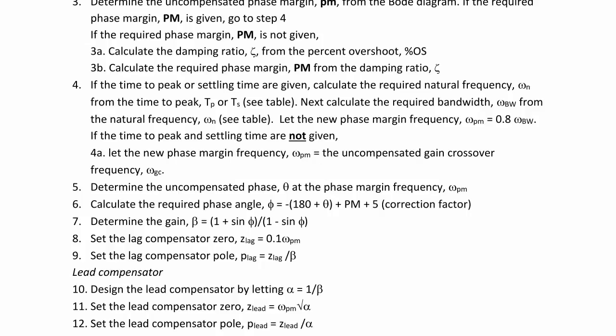Finally, to design the lead compensator, let alpha equal 1 over beta. Set the lead compensator zero, Z lead equal to omega sub pm times the square root of alpha. And set the lead compensator pole P lead equal to Z lead over alpha.